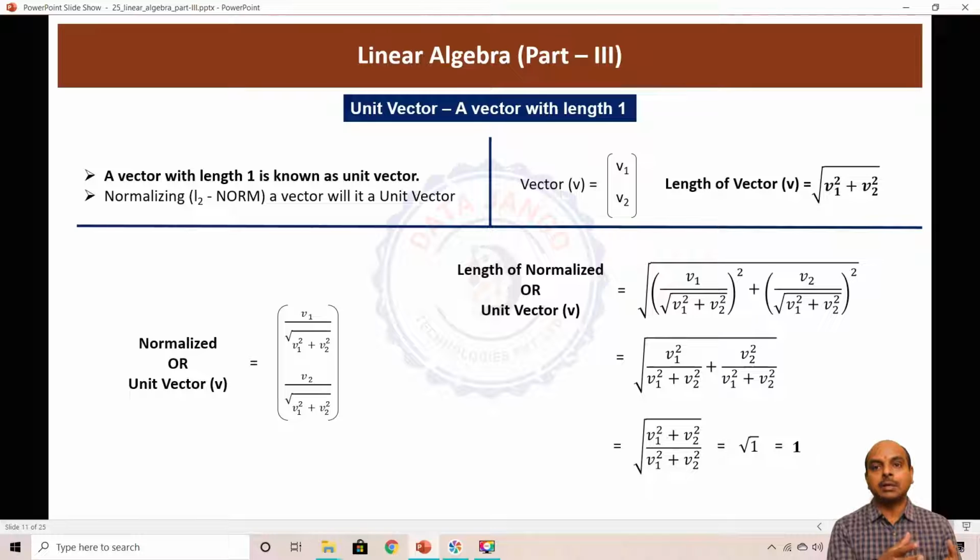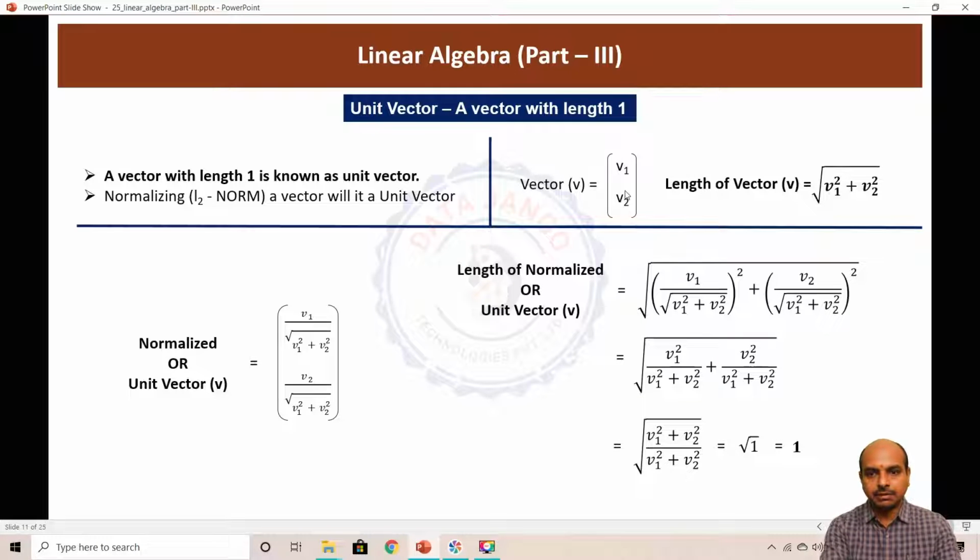But normal vectors also, we can convert them into unit vectors. It is called normalization of a vector. To normalize a vector and make the vector a unit vector, you need to divide each value with the length of its vector, the length of the vector.